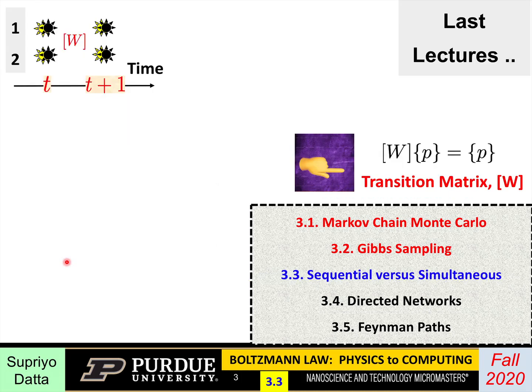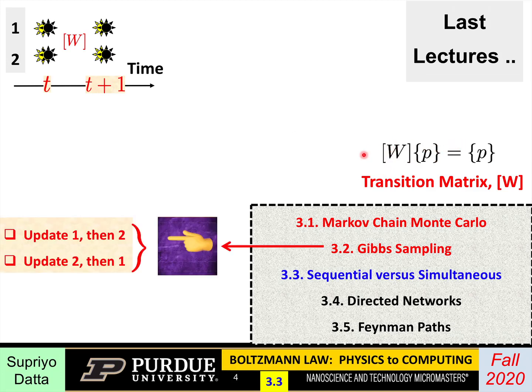Now, in the very first lecture of this week, we introduced this transition matrix and this way of finding the stationary probability distribution from the eigenvector with the eigenvalue of 1. And what we did in the last lecture is we saw how to write down the W matrix for this sampling procedure that we have been using in general in this course.